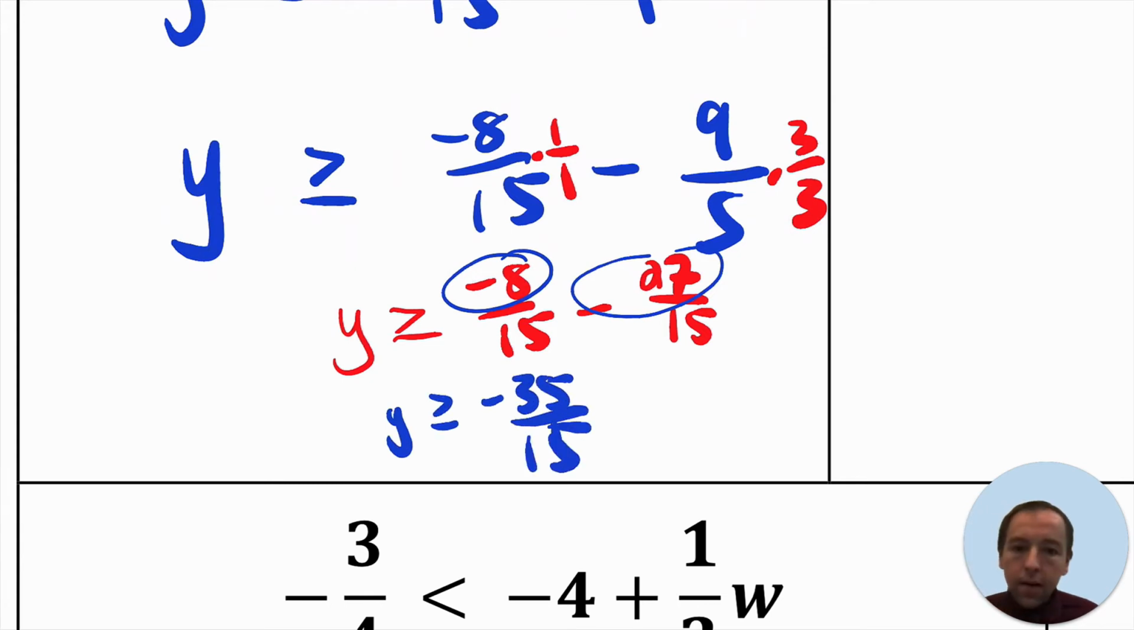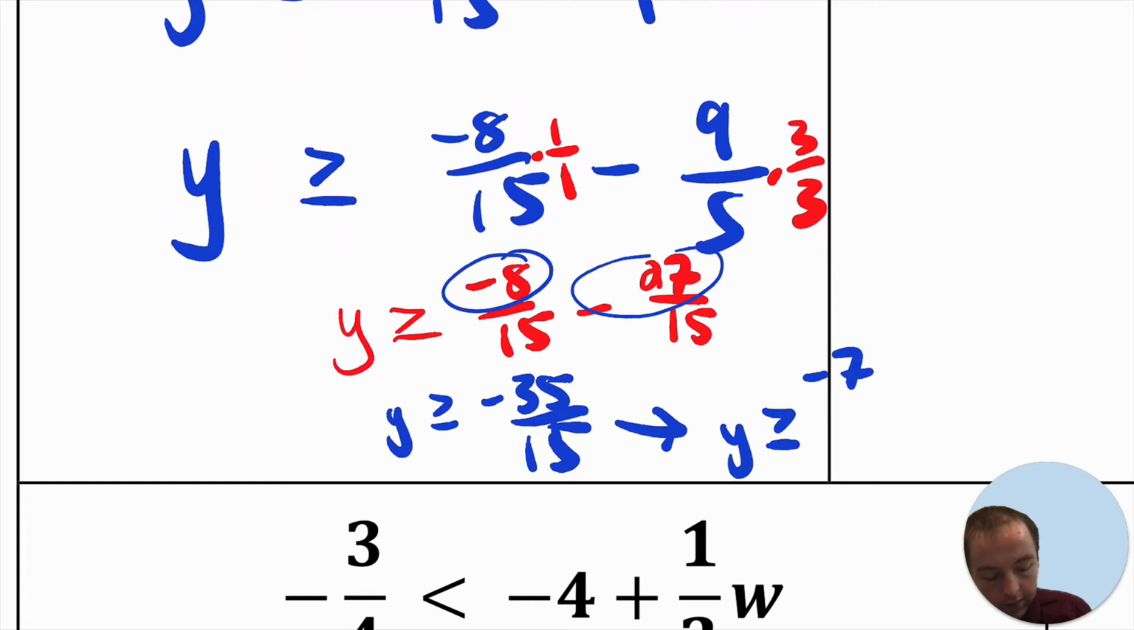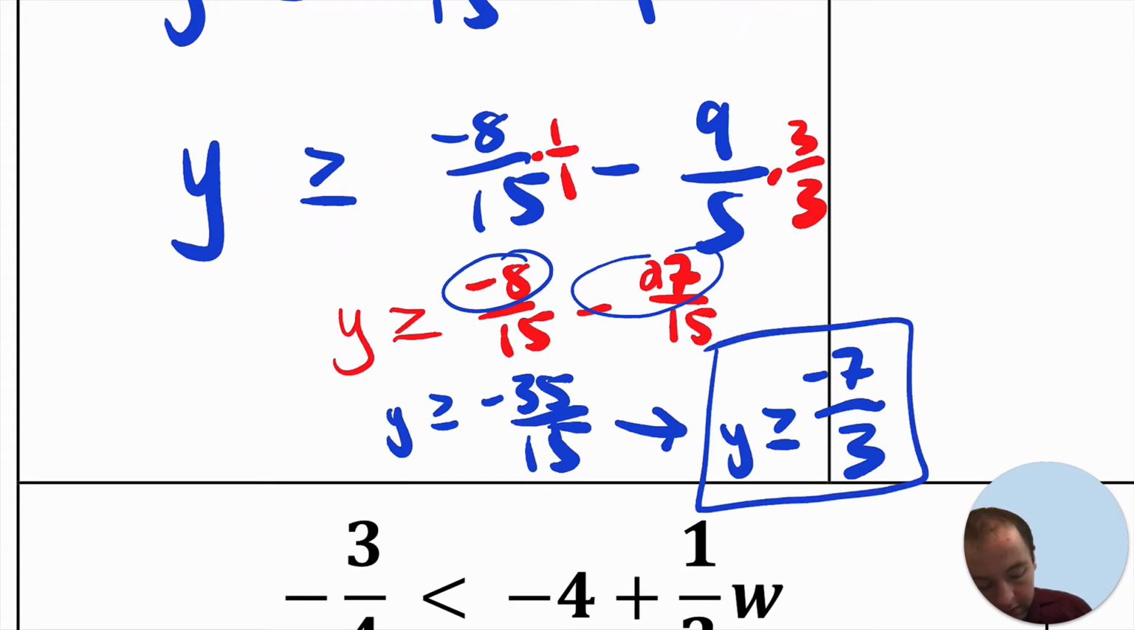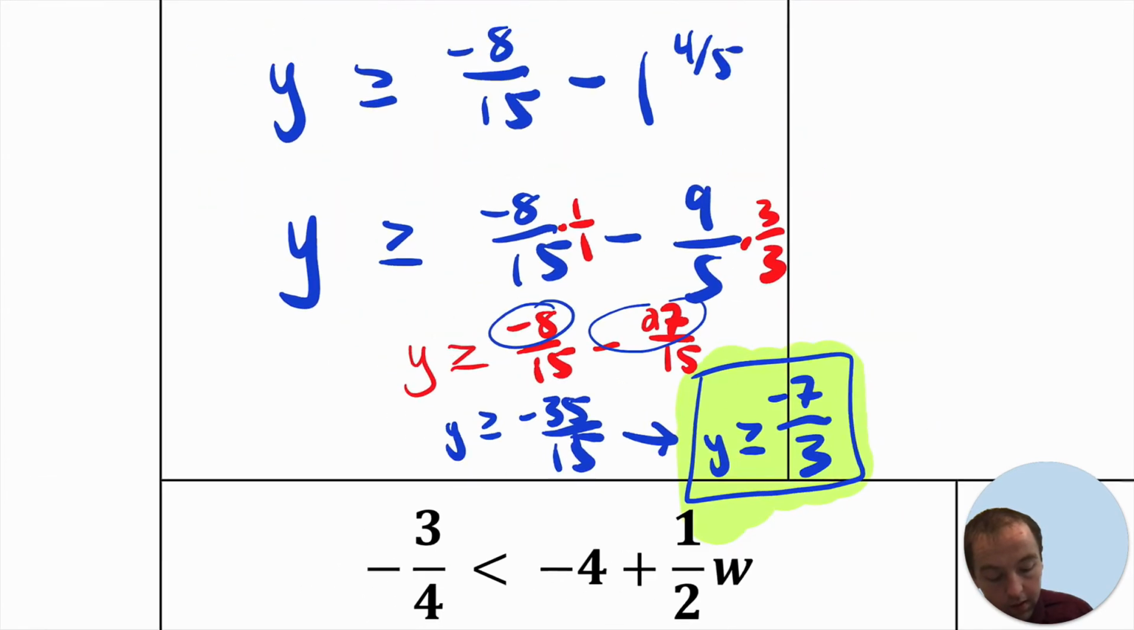And yeah, we can reduce that. Both are divisible by 5. So this will turn into y is greater than or equal to negative 7 thirds once we get that all reduced. So that would give you the solution right there.